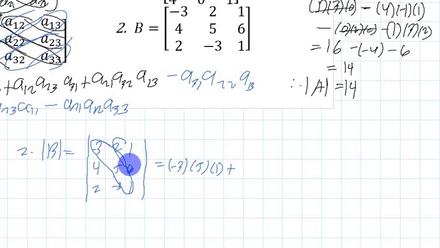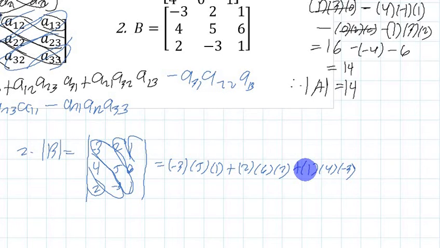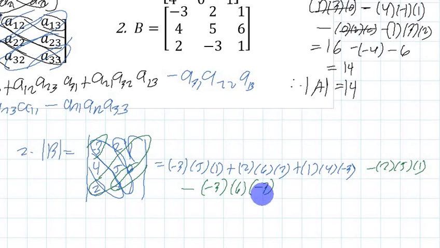Then add again the product of these three numbers, that's 2 times 6 times 2. Then add again the product of these three numbers, that would be plus 1 times 4 times negative 3. Then subtract. Subtract these ones here, so that would be minus 2 times 5 times 1. Then subtract again these three numbers, negative 3 times 6 times negative 3. And the last three numbers, minus 1 times 4 times 2.